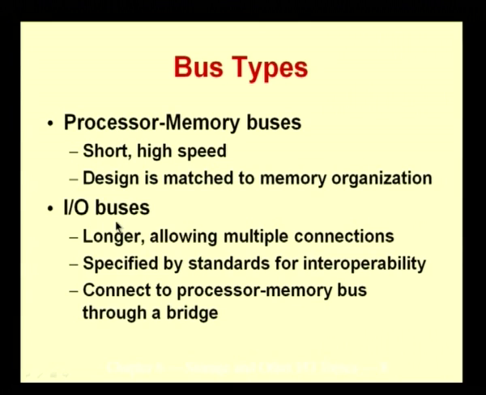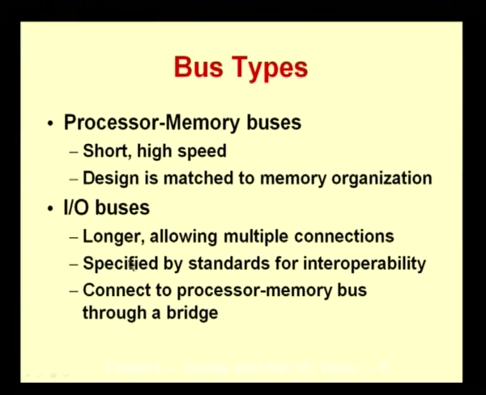And then in addition to that, we also have IO buses. Normally IO buses tend to be longer and allow for multiple connections, that is, you have different IO devices that you will have to connect. So, the IO buses are normally designed to have multiple connections, so that you should be able to connect different IO devices, and these different IO devices are of different types. So, we need to have buses which can support these different types of devices. In order to support different types of devices, we normally have certain standards, so that you have interoperability in place. So, you have IO buses specified by standards for interoperability.